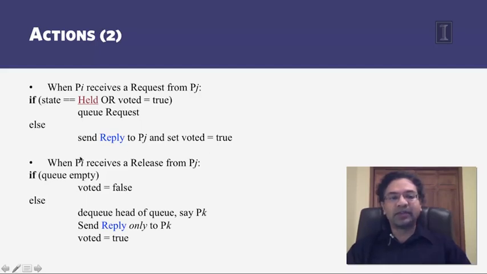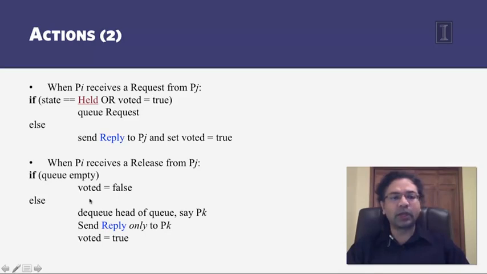Now, when a process Pi receives a release message from process Pj, recall from the previous slide that a release message is received when Pj has just exited the critical section and informs all its voting set members that it has exited the critical section. Pi looks at its queue of waiting requests. Remember that Pi may be in not just Pj's voting set, but also in the voting set of other processes, and these other processes may be waiting for a vote from Pi. But if Pi's queue is empty, it means that Pi doesn't have any outstanding requests, and so it sets its voted variable to be false and it exits at that point of time.